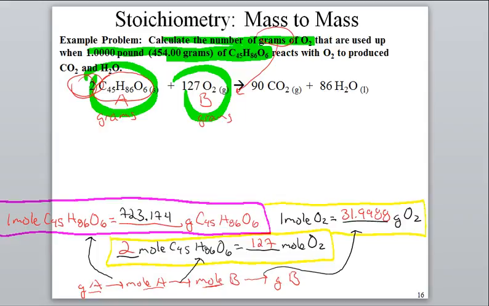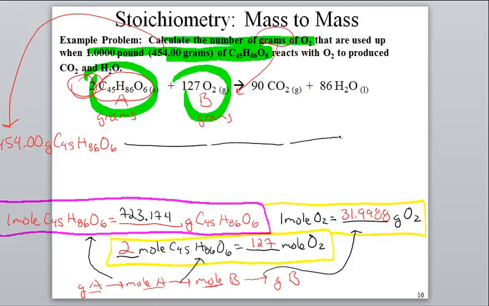I'll use that interchangeably. So as far as beginning, we'll start with this 454 grams. That'll be our starting number. So 454, and we'll keep all the digits that are in there, grams of the C45H86O6, and we need 3 conversion factors. We have the relationships, and we're eventually going to get how many grams of O2 is used up. So pause the video, plug in the conversion factors if you haven't already, and get an answer.